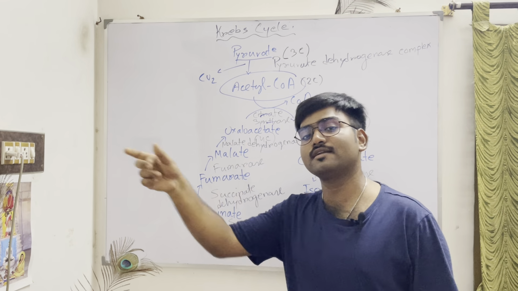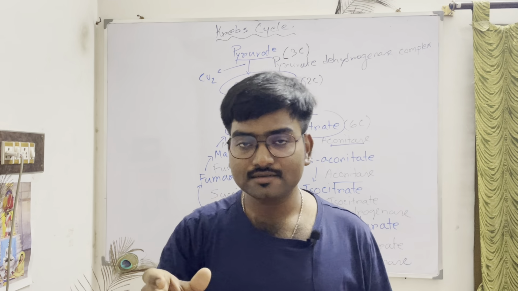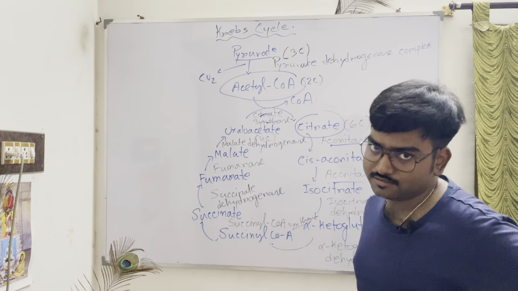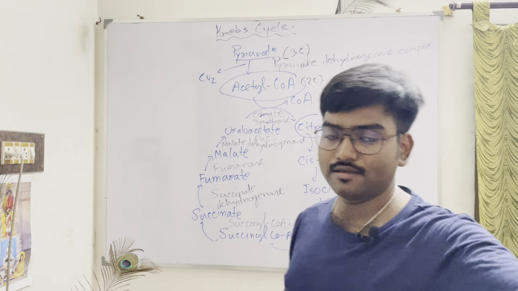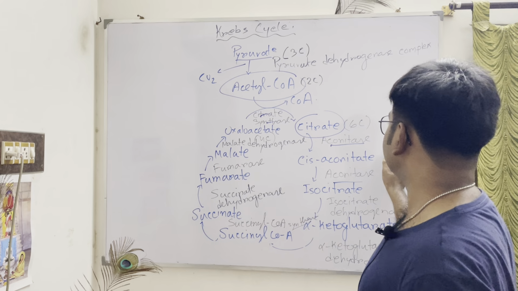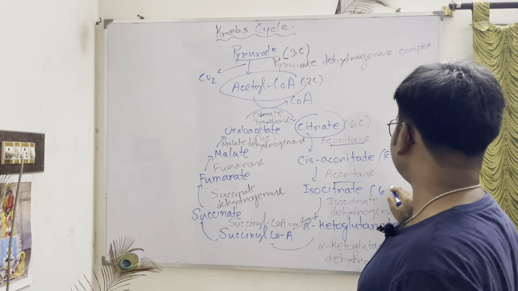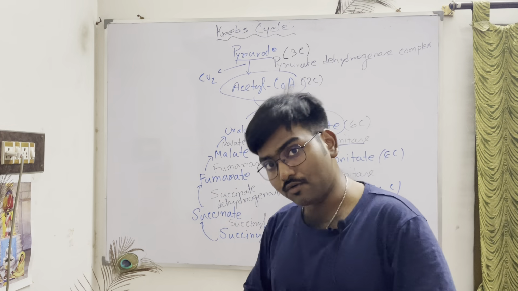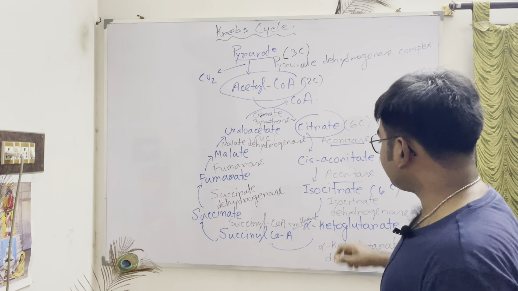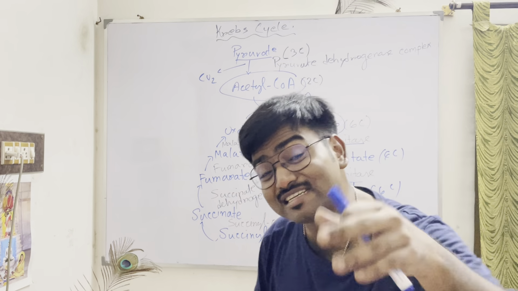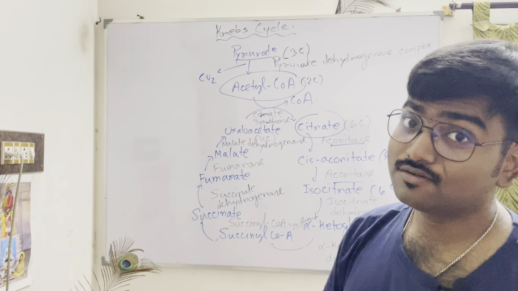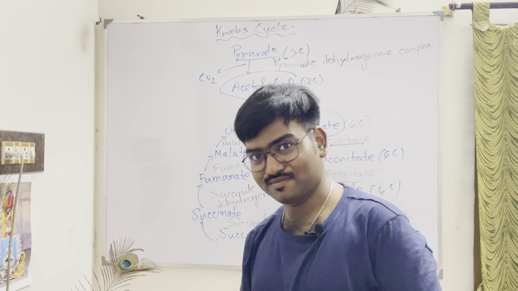Then citrate is converted into cis-aconitate. Cis-aconitate is converted into isocitrate. Okay, and all these were 6-carbon compounds. Isocitrate was also a 6-carbon compound. Now look, the name isocitrate dehydrogenase. Dehydrogenase means the activity of NADH.